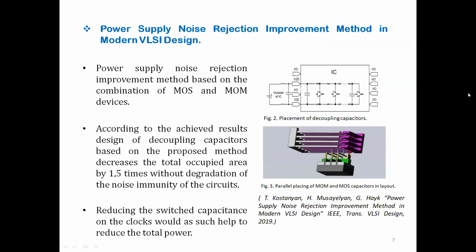The second one is power supply noise rejection improvement method in modern VLSI design. Here, the researchers have used MOS and MOM circuits, where MOS stands for metal oxide semiconductor and MOM stands for metal oxide metal. They use this MOS and MOM instead of using a capacitor to reduce the noise.